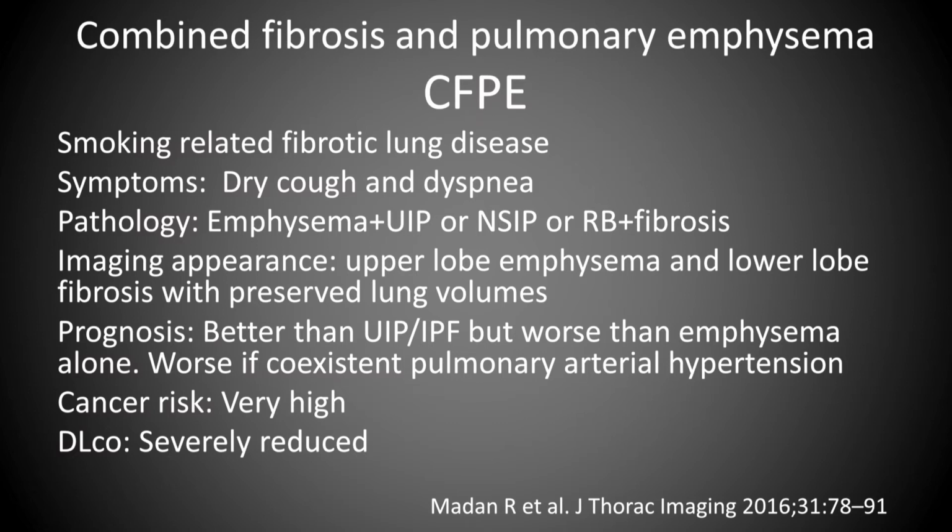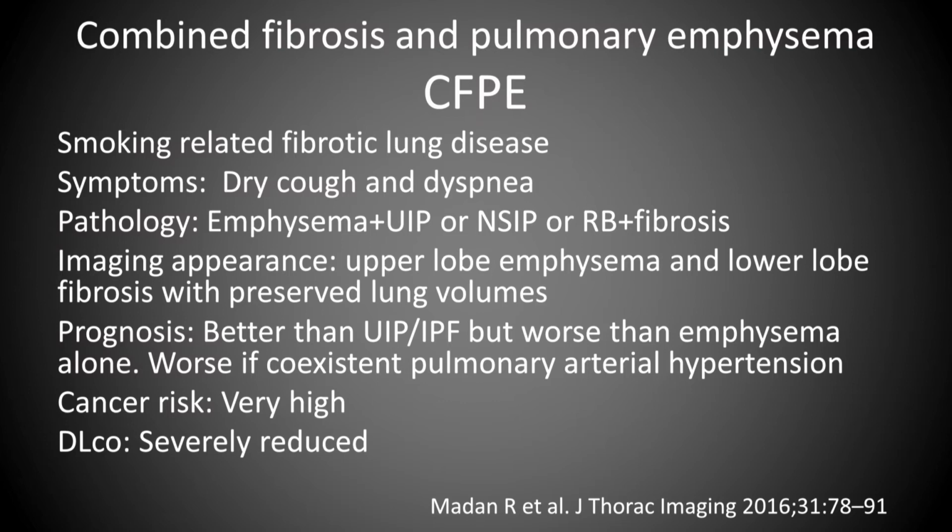Again, dry cough and dyspnea, they all look the same walking in the door. The pathologist may report a combination of emphysema with either a UIP or an NSIP pattern, or they may just report out a combination of fibrosis and respiratory bronchiolitis because they're seeing these smokers' macrophages. On imaging, we see emphysema in the upper lobes, as typical, and lower lobe fibrosis with preserved lung volumes. Although the lung volumes might be large with emphysema alone and small with fibrosis alone, they balance each other out, and we get normal lung volumes.